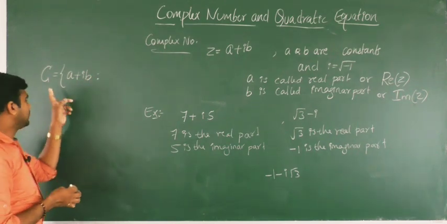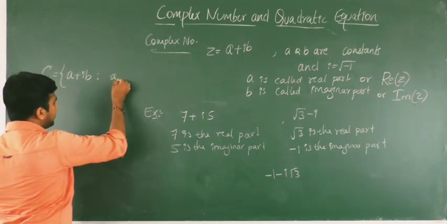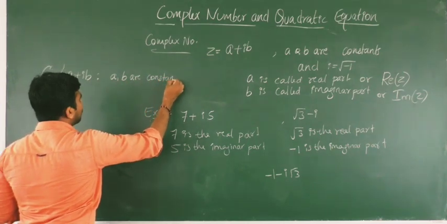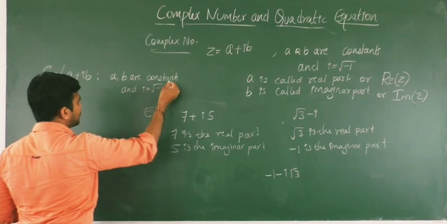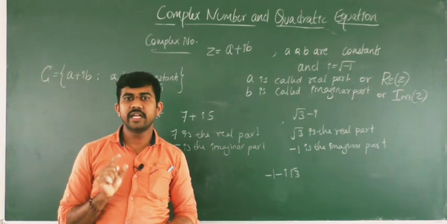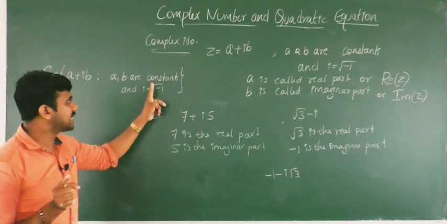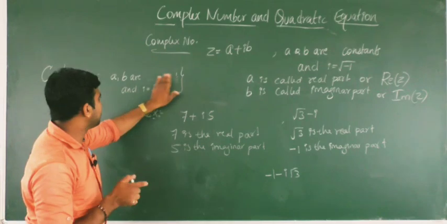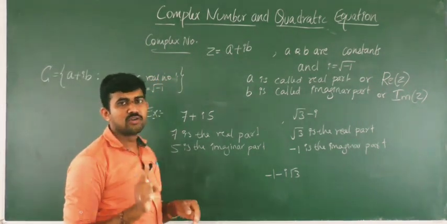How can we define C? C is equal to the set of all a plus ib such that a and b are constants, and i is equal to root minus 1. Constant means it should be a real number. So a and b should be real numbers here, and i is equal to square root of minus 1. We can't take a constant as root minus 1 because it is an imaginary number. So here a and b must be real numbers only.